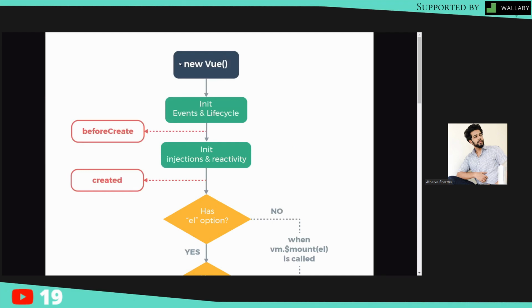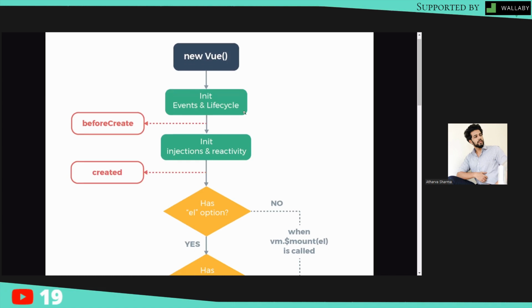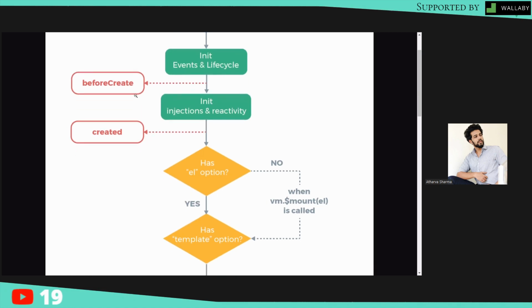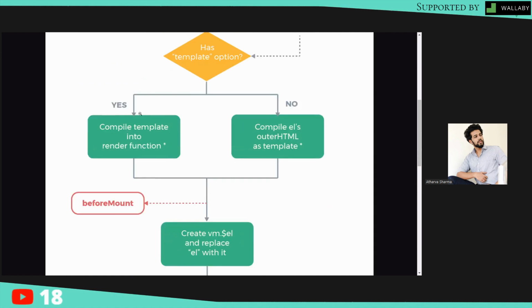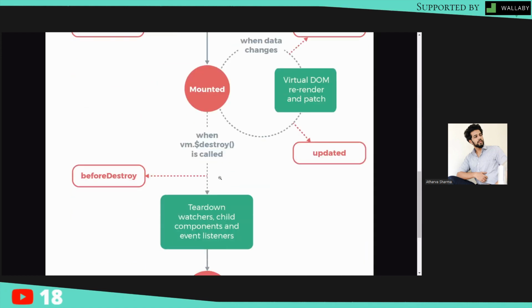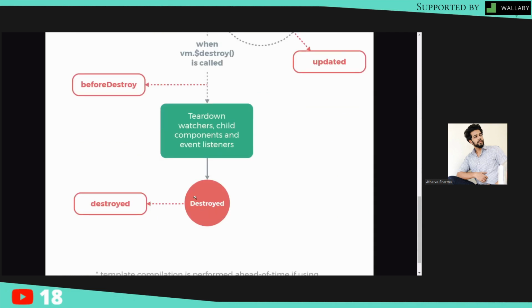Okay, so once the Vue instance is initialized and the events in the life cycle are initialized, we start getting some hooks. The red boxes that you see here are the lifecycle hooks that we'll be covering in today's talk. We have certain hooks called before create, created, before mount, mounted, before update, updated, before destroy, and destroyed. Apart from these, there are also some special hooks which we'll also cover in this talk.